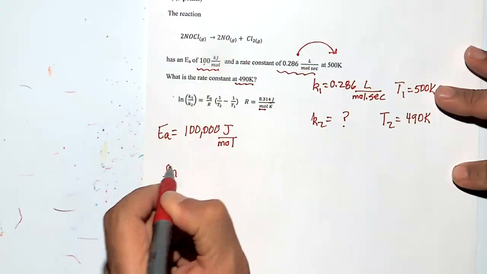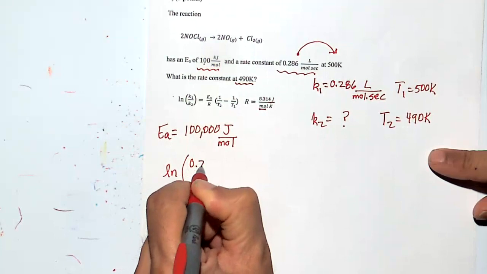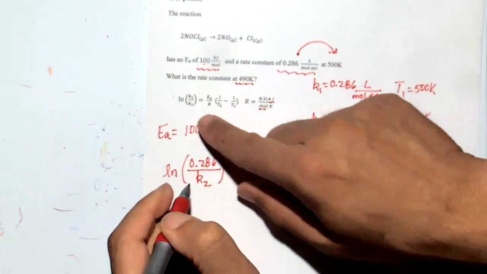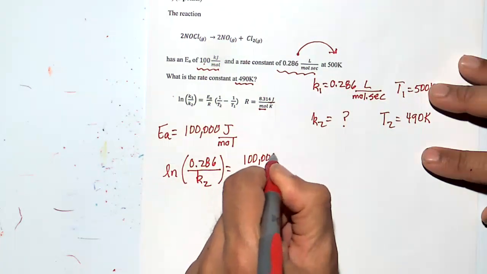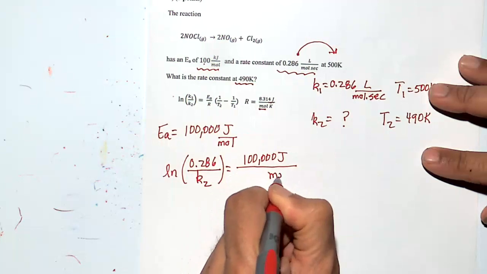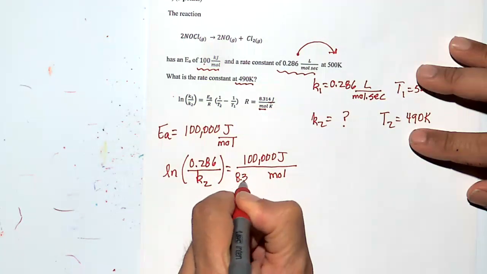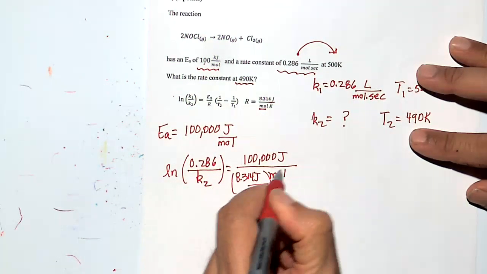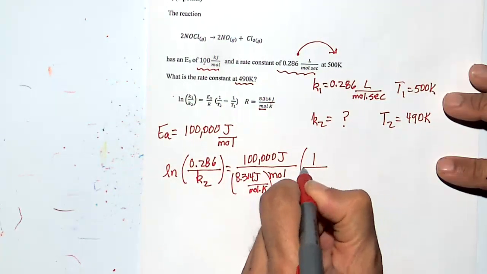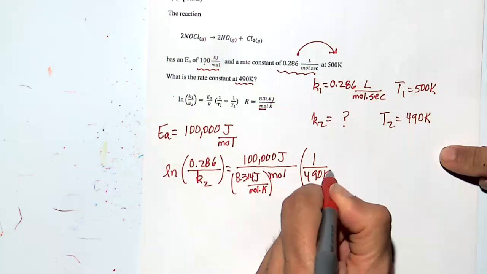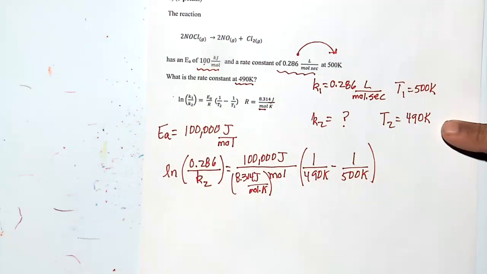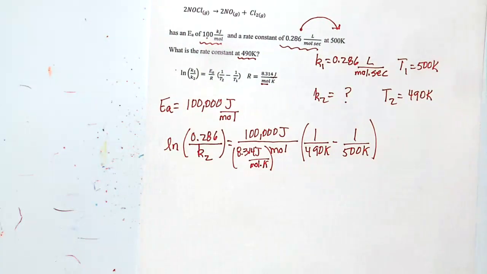So now you're going to have to make sure you know how to use the calculator when you plug everything in and solve for k2. Ea is 100,000 joules per mole. R is given to us as 8.314 joules per mole Kelvin. And that is times 1 over T2, which is 490 K, minus 1 over T1, which is 1 over 500 K. Right, so that's the setup for one of the other problems here.